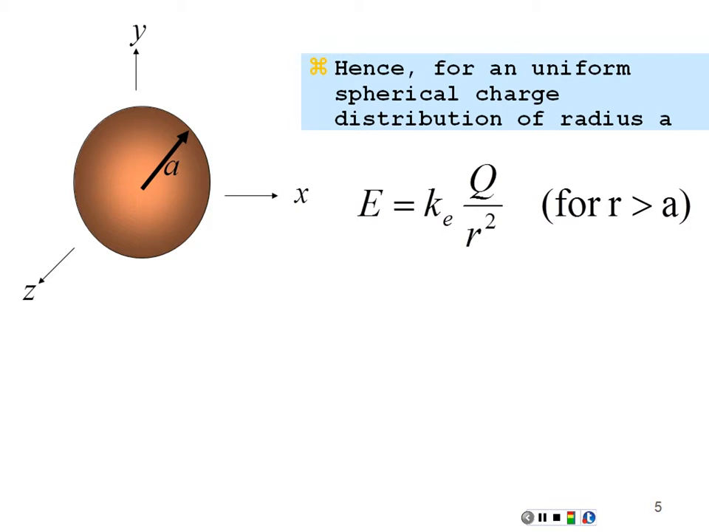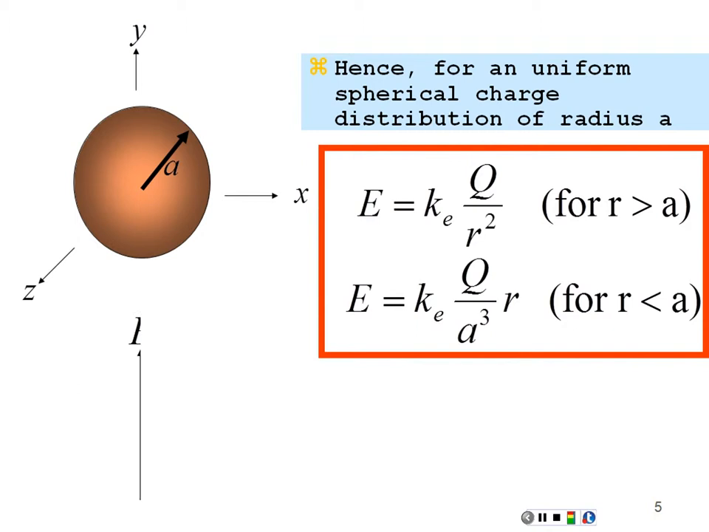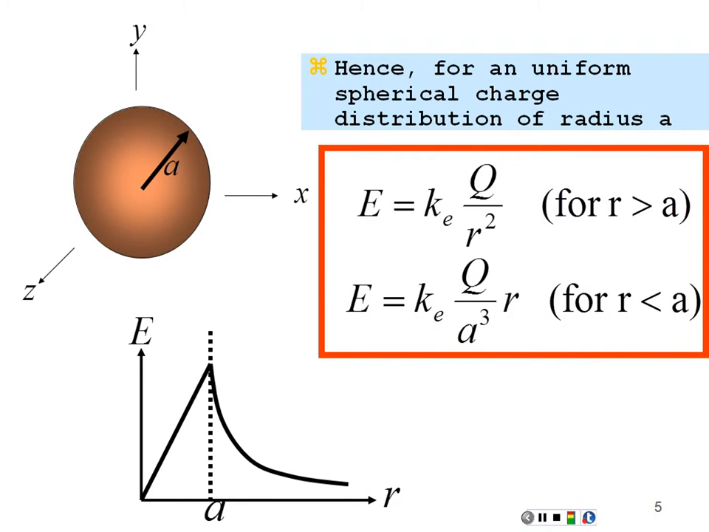Outside the sphere, it acts like a point charge. Inside the sphere it is linear with R. If we were to graph this, it would look something like this. We have a linear line going from 0 to some value at the surface. Once we get there, it drops off with R squared as we get further and further away.